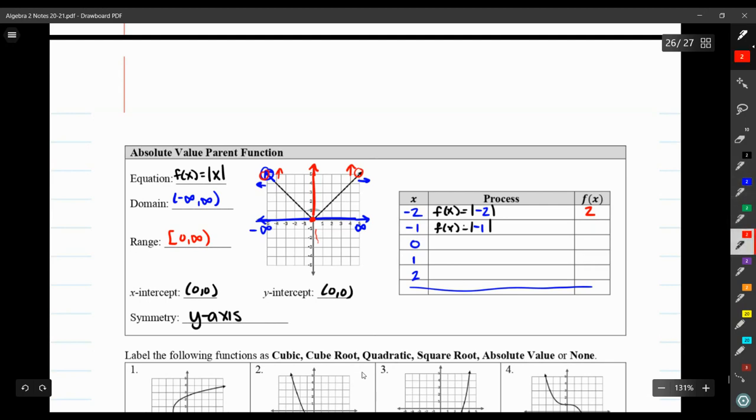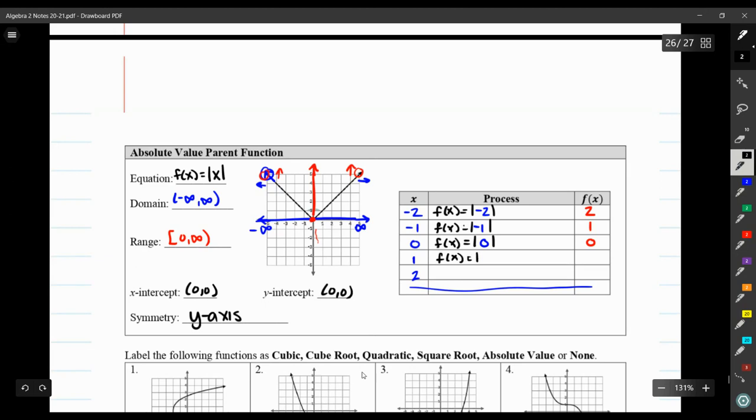So again, it takes negatives and makes them positive. So the output would be a +1. It doesn't multiply, it doesn't do anything like that. It just takes the negatives and makes them positive. So if I do an absolute value of 0, well, 0 is neither negative or positive, so it's just going to pop back out as 0. It's right in the center. It's just going to pop back out as 0.